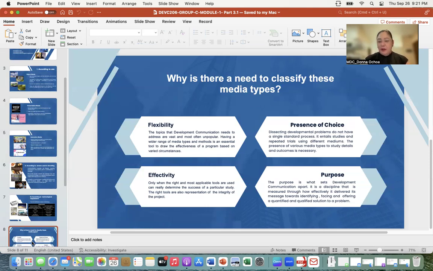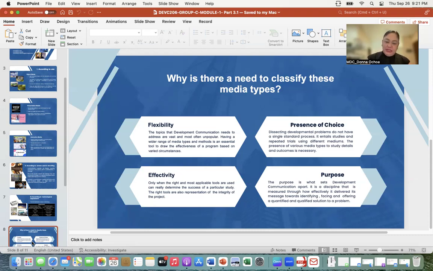Second is presence of choice. Dissecting developmental problems does not have a single standard process. It entails studies and repeated trials using different mediums. The presence of various media types to study details and outcomes is necessary.